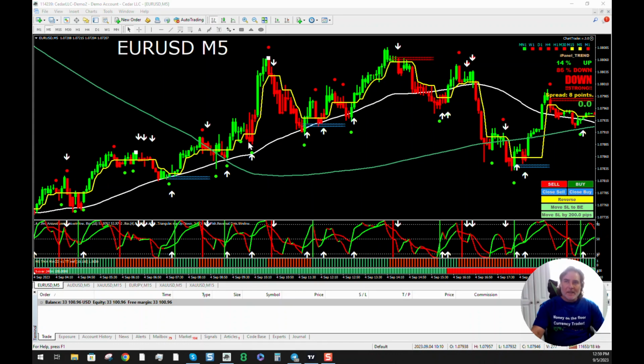You're able to get exact entries and exact exits. And after that, we get another arrow, which means we're coming back down. When we take our trades, this white line is the 50 moving average. We take our trades around the 50 moving average, which means we take them away from the 50 and we take them back down to the 50.